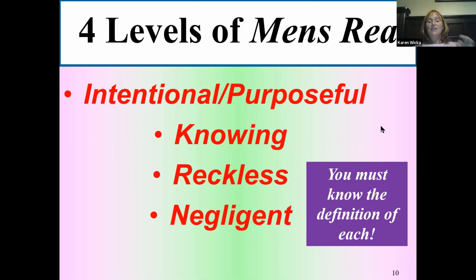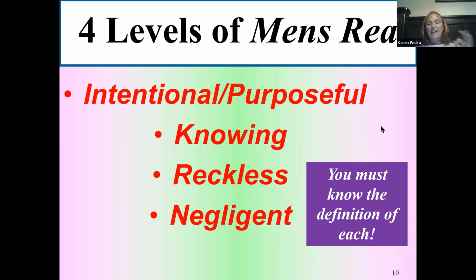Intentional means you intend to act and you intend the result. So you intend to act, you want to act, and you intend the result. An example of intentional would be if I brought a gun to school, pointed it at somebody, pulled the trigger, and they died. That would be intentional. I intended to act by bringing the gun and pulling the trigger, and I intended the result. I intended for someone to die.